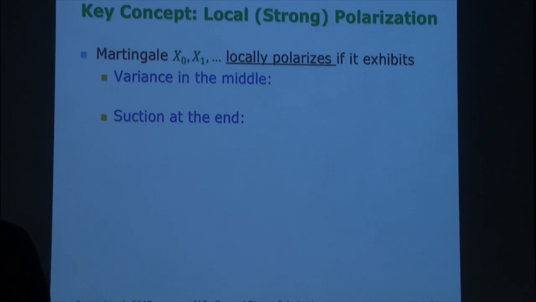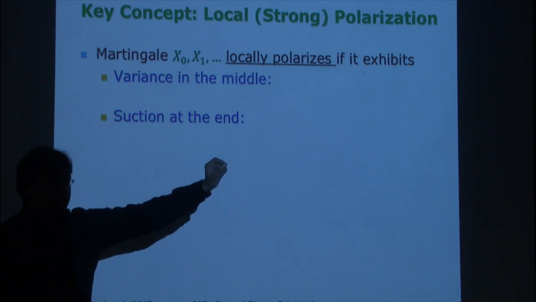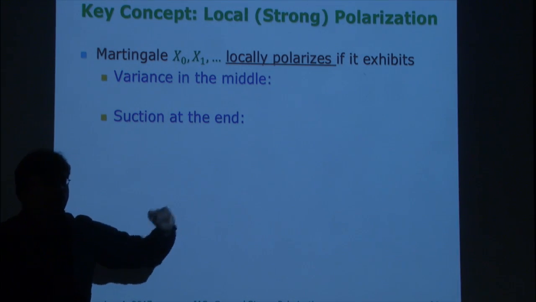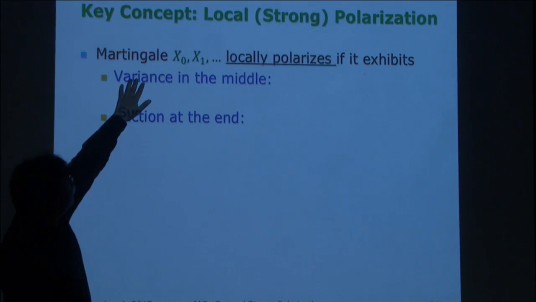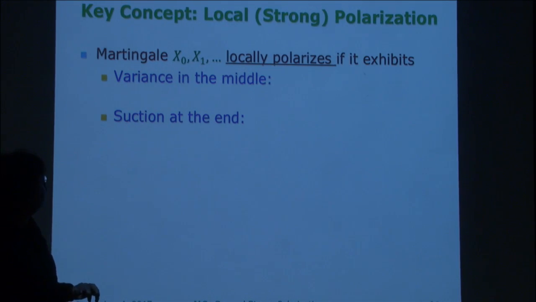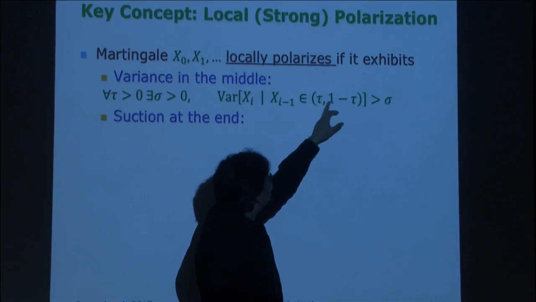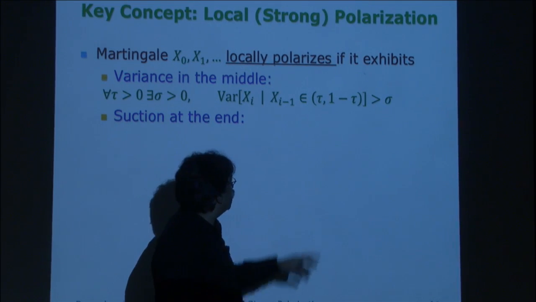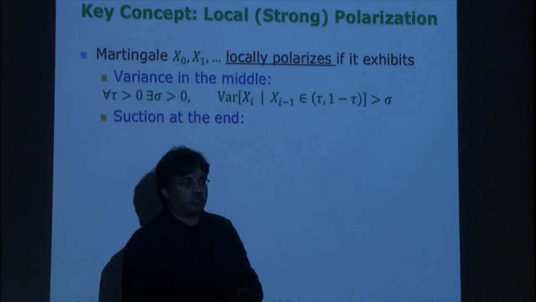A few things are bad about this. One is that as time progresses, the step sizes are getting very small, and we don't want that effect. We really want the step size to be a function of what your current value is, not what time it is. That's going to be enforced by the variance in the middle condition. Formally, when x_{i-1} is somewhere between tau and 1 minus tau, where tau is some constant, x_i should show enough variance conditioned on x_{i-1}.